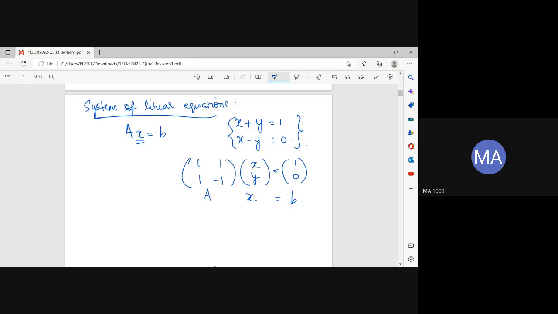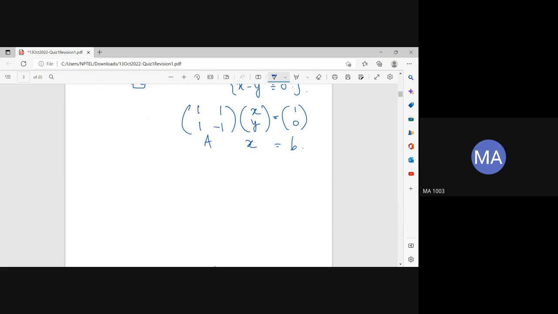Now, when I'm looking for a solution for this system, I'm actually trying to find an x that satisfies this equation, right? A is given, B is given. I'm looking for an x. So when I'm trying to find a solution, I'm looking at what values of x satisfy this system of linear equations.